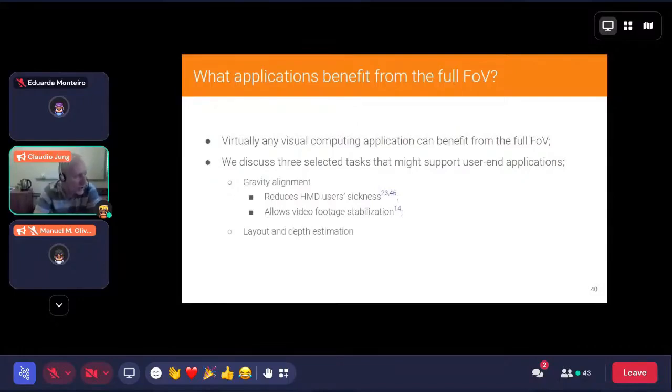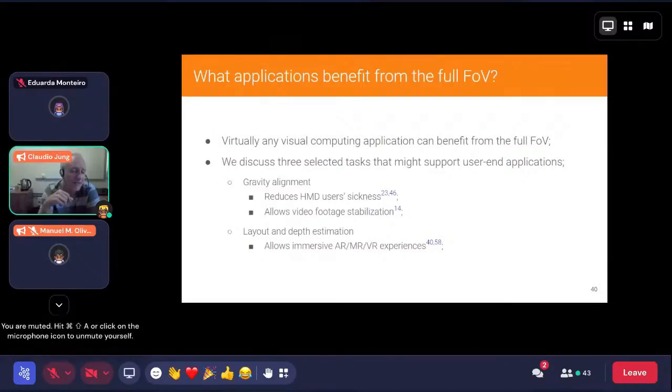The other application is layout and depth estimation. Actually, they are very related applications. And basically, layout means recovering the geometric structure of a typically indoor room or scene. And although you can try to do this kind of application with pinhole cameras, you must have several captures to cover the 360 field of view, and you have to stitch them. And in theory, all this information is encoded in a single panorama.